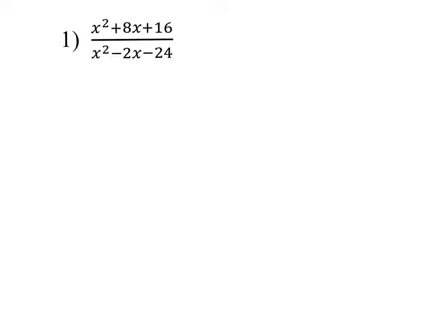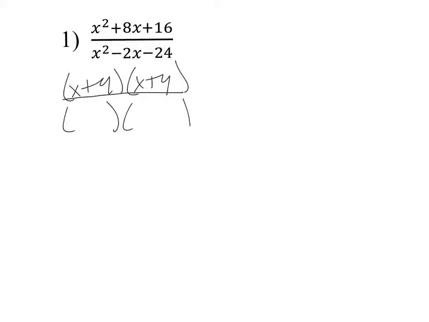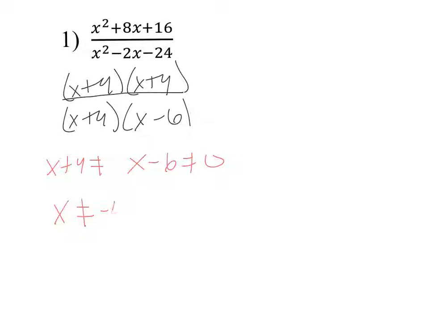Factor. So two numbers that multiply to get positive 16, two numbers that also add to get 8: x plus 4, x plus 4. Two numbers that multiply to get negative 24 and add to get negative 6: x plus 4, x minus 6. State your domain restriction. Anything on bottom cannot equal 0, so x cannot equal negative 4, and can also not equal 6.